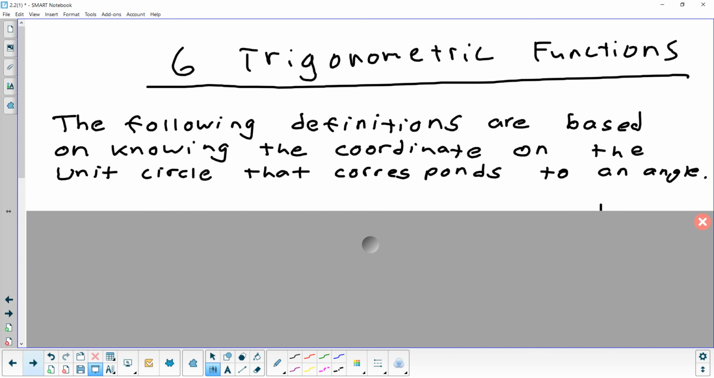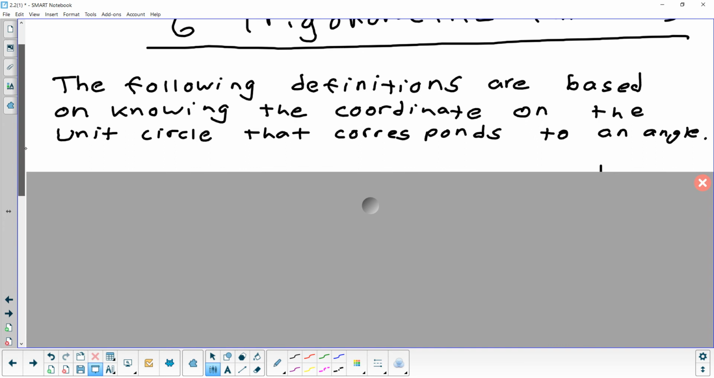That's what I just said. So when you're doing unit circle trig, if you can't figure out the coordinate, you're not going to be able to do any of this. You have to be able to figure out a coordinate.